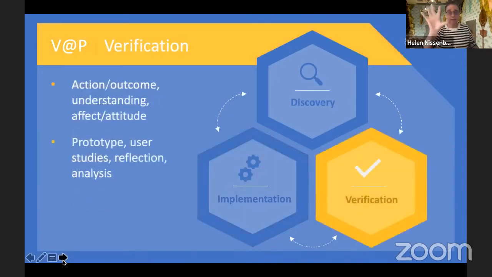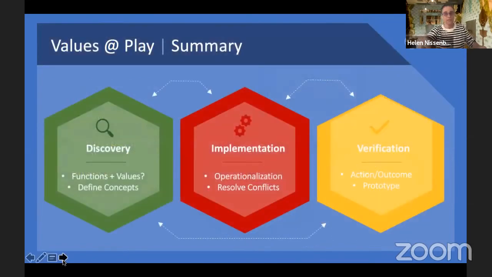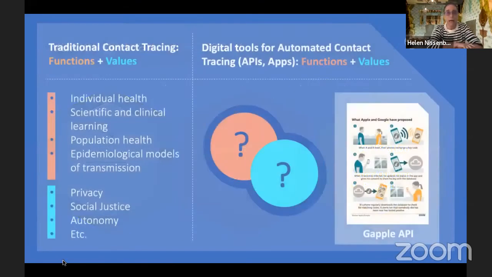Finally, the third component is verification, which asks: did it do what you wanted it to do? I'm not going to spend any more time on it. So this is the summary: discovery, implementation, and verification. Now we come to the question of contact tracing.